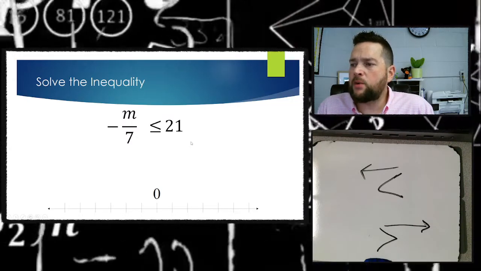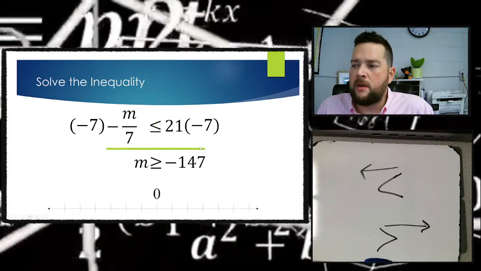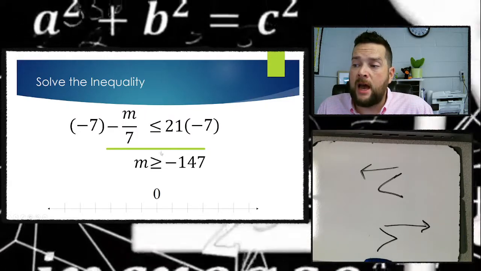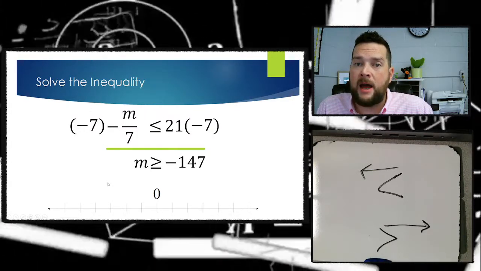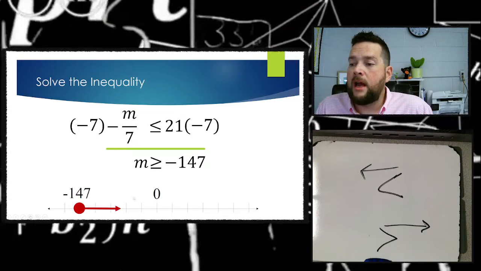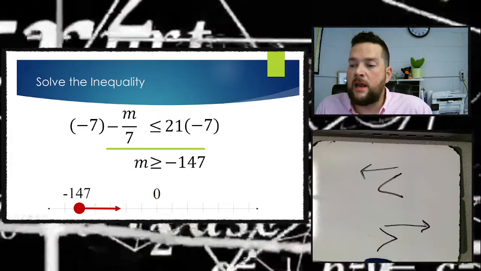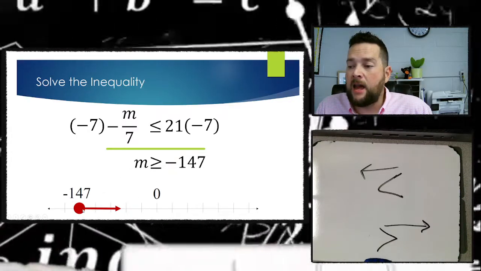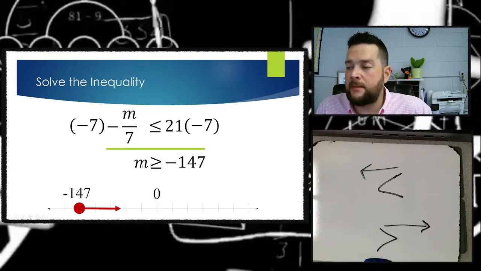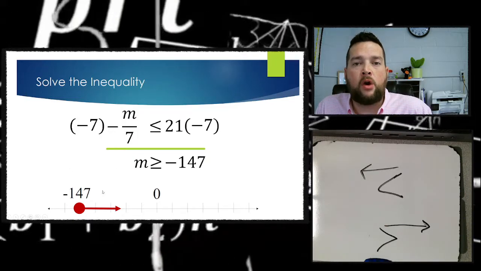All right, to solve this, we're going to have to multiply by -7 on both sides, which leaves us with m on the left and -147 on the right. And we flipped our sign because we had to multiply by a negative. All right, then the graph down below, we're going to include -147 on the graph. We're going to put a closed circle at -147 and a line going to the right because we have a greater than symbol. All right, so that is solving and then graphing your inequality.